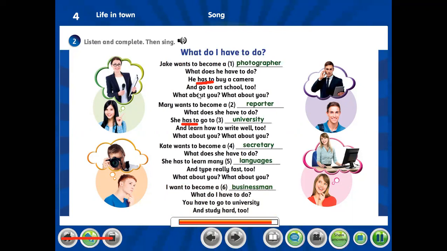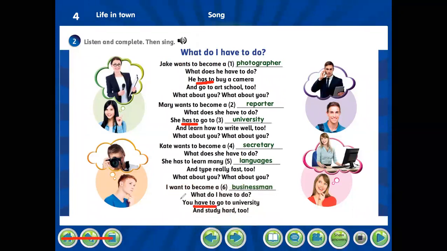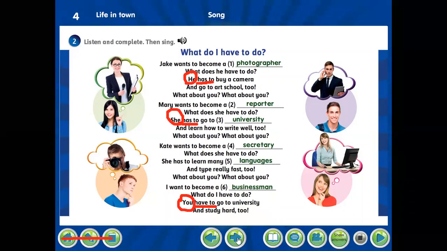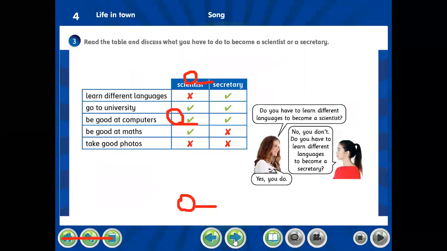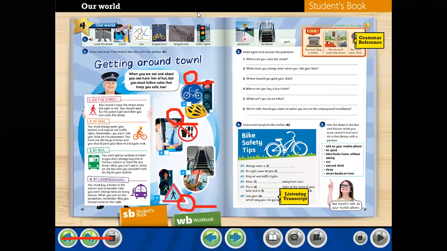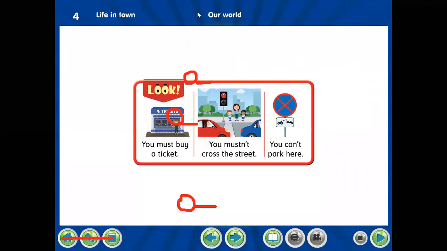What about you? Remember, obligation is when we use have to with I, you, we, and they, and you use has to for he and she. This is obligation. Today we are going to learn prohibitions. When we talk about prohibitions, we use must. You see, this is a prohibition.